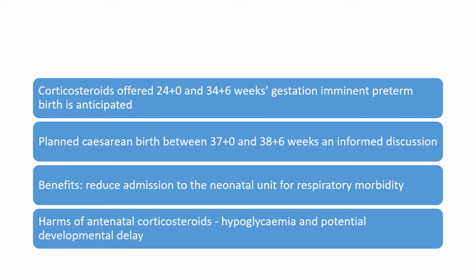Corticosteroids are offered between 24 and 34 plus 6 weeks gestation when preterm birth is imminent. For planned cesarean section birth, between 37 weeks and 38 plus 6 weeks, an informed discussion should take place between the patient and the healthcare provider. Benefits of corticosteroids should be discussed, and also the potential harms. Benefits like it reduces admission of the neonate to the unit for respiratory morbidity. Harms are things like neonatal hypoglycemia and potential developmental delay.